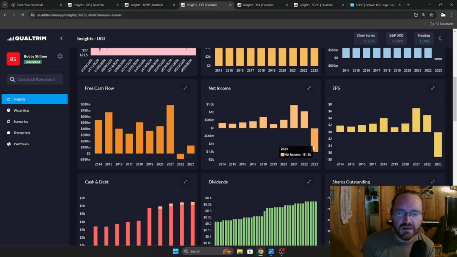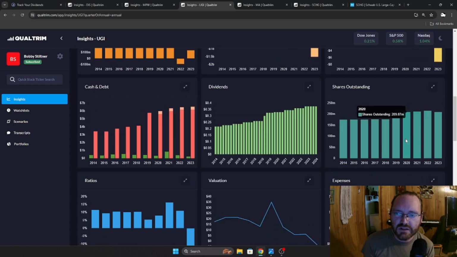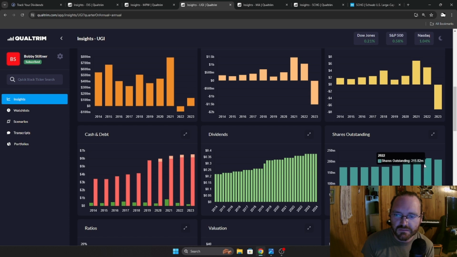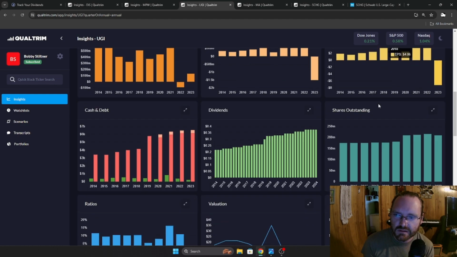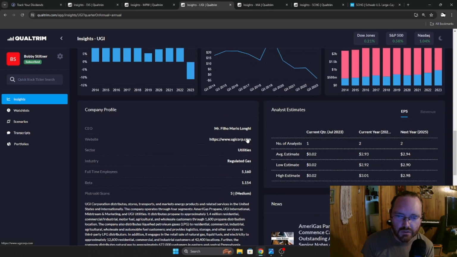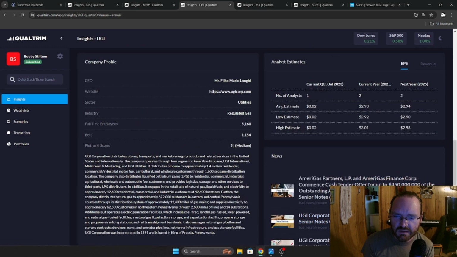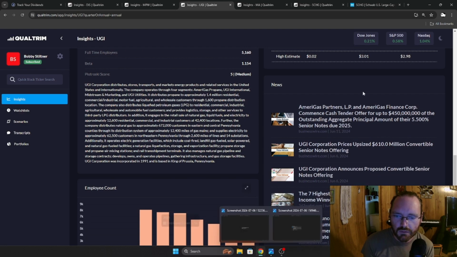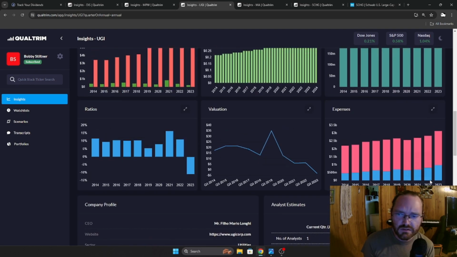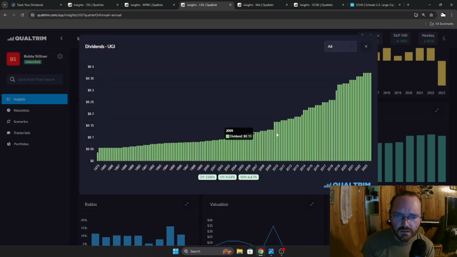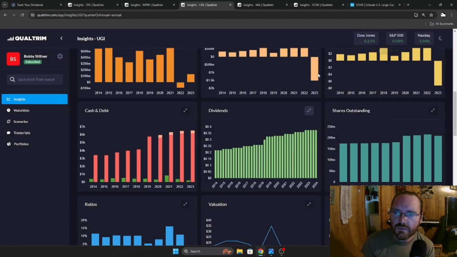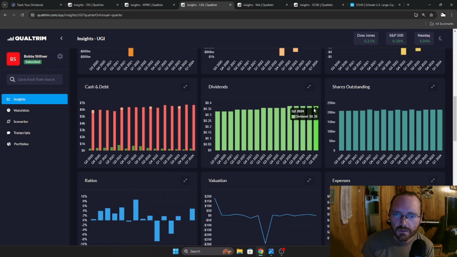I don't know if they had a one-time debt deal that they needed to cover, and they ended up having to issue more shares. Because if you look here, the share count jumped from 2021 to 2022, but it went back down in 2023. I don't know what happened here. I'd have to look into that more. Upsized convertible senior note offering. Okay. Dividend grown at a rate of 6.67% over the last 10 years. Been slowing a little bit as of late. Did they suspend their dividend? No, it's still there.